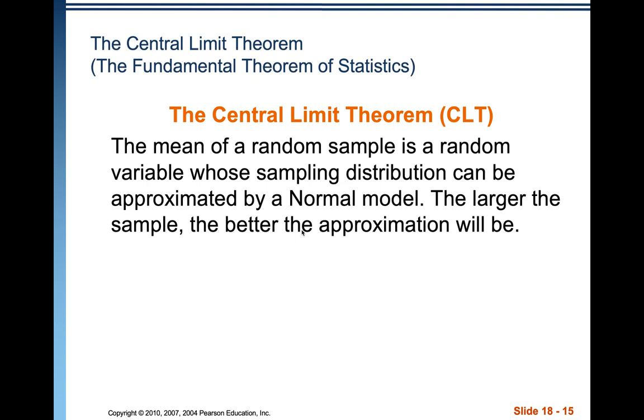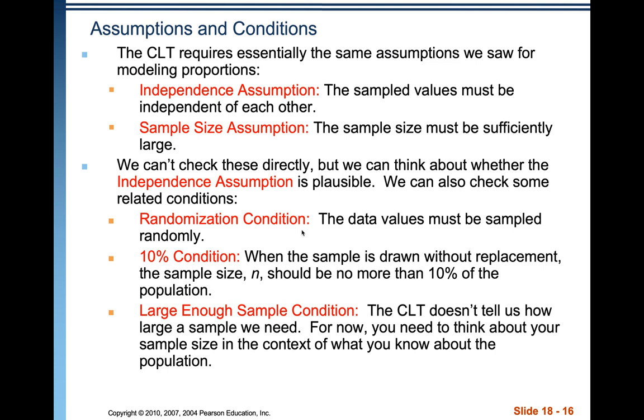And the central limit theorem, which is used so frequently that we can use CLT to refer to it, states the mean of a random sample is a random variable whose sampling distribution can be approximated by a normal model. The larger the sample, the better the approximation will be.